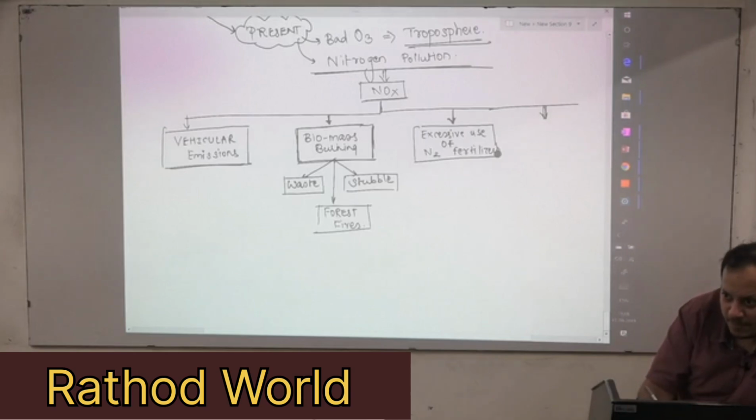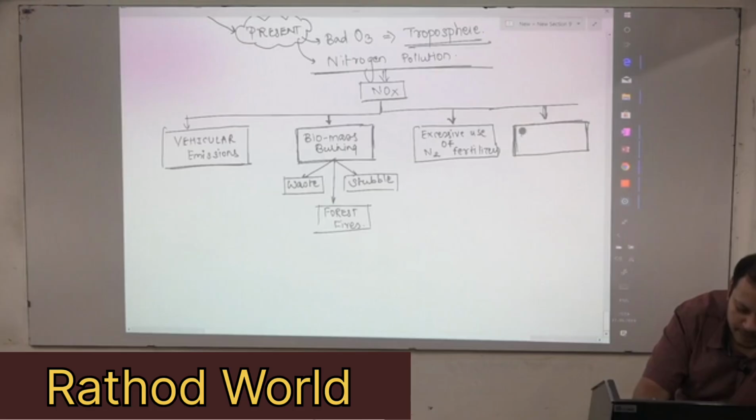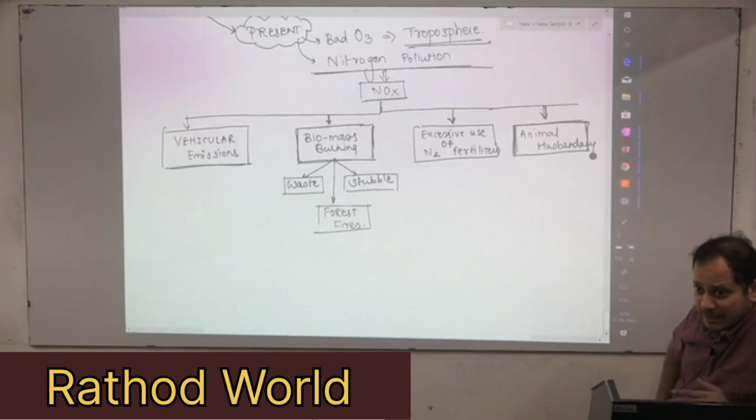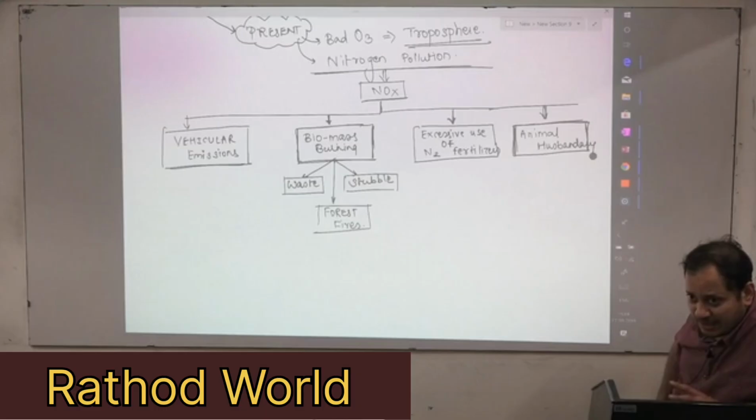Getting it? Excessive use of nitrogenous fertilizers. And the fourth reason for the nitrogen pollution is the animal husbandry industry. Methane is also from it, like yesterday, but why? Because animal waste is nothing but nitrogenous waste. So the more the cattle rearing industry increases, the more oxides of nitrogen.